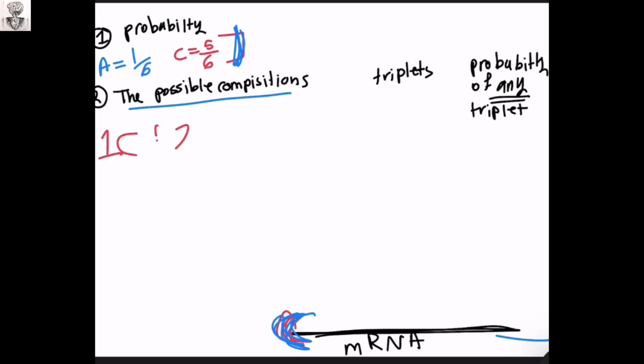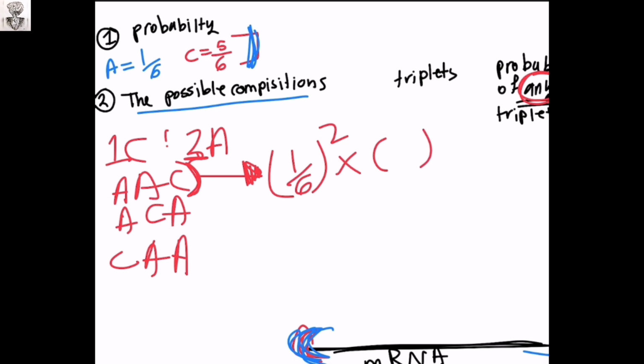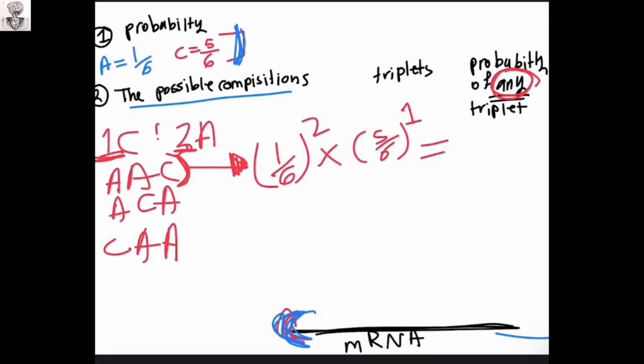Now A and 2A... I mean, 2 A's and a C. So what are we going to do? It might be adenine, adenine, and cytosine, or it might be adenine, cytosine, and adenine, or it might be cytosine, adenine, and adenine. So now let's take the probability of having any triplet. For example, the probability of having adenine, I'm going to put 2 because we have 2, multiplied by the probability of having cytosine, which is 5/6, and here we have 1. And using the calculator, we're going to end up having this number.